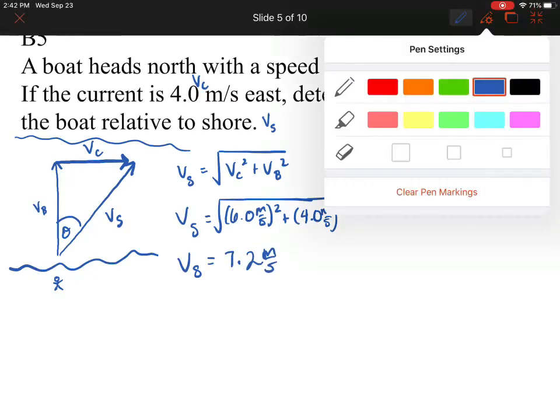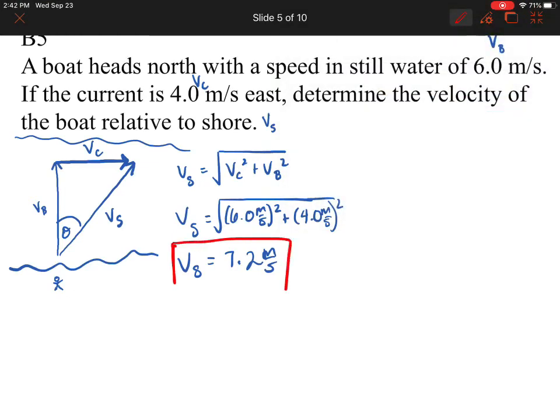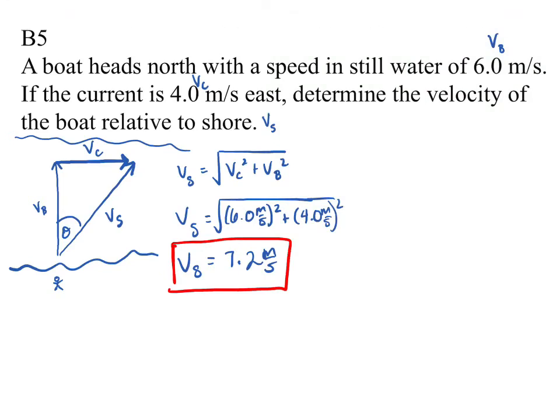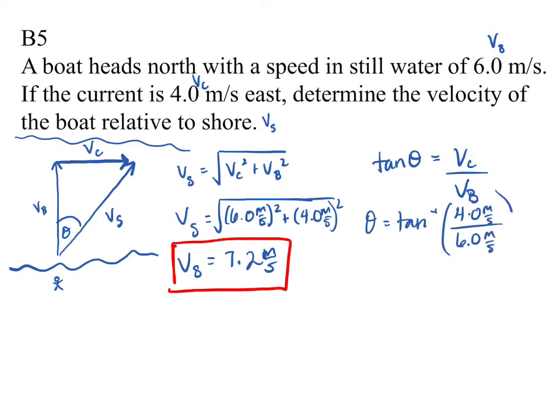Lovely. So that's the speed that the boat is going relative to the shore, but I need the velocity, which means I also need a direction. And since it's going off at an angle, I need to find that angle. So the tan of the angle should be opposite, which is the velocity of the current, divided by adjacent, which is the velocity of the boat. And my angle is the inverse tan of VC over VB. And that should give me the angle that it's going. And then you just have to find the directional coordinates. So that gives me an angle of 34 degrees.